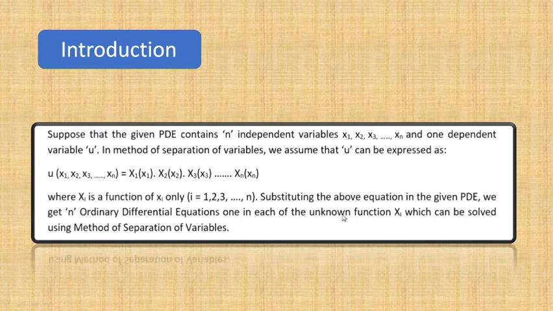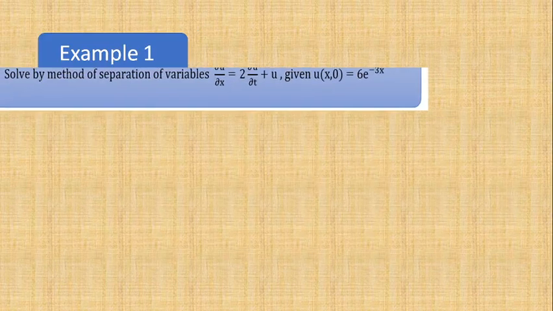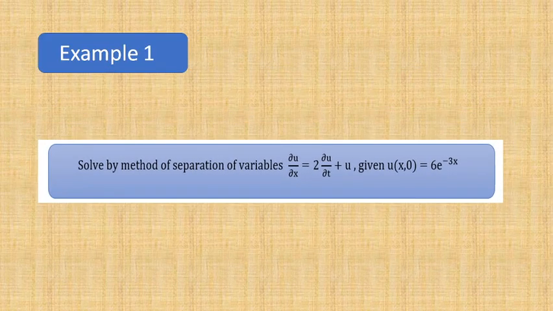Now, substituting this equation in the given partial differential equation, we are able to obtain n ordinary differential equations, one in each of the unknown functions Xi, and these ordinary differential equations can be solved using the method of separation of variables. Let us discuss the method with the help of an example.